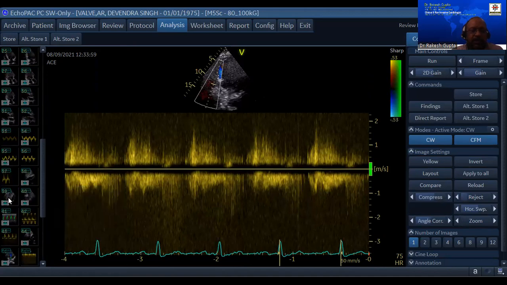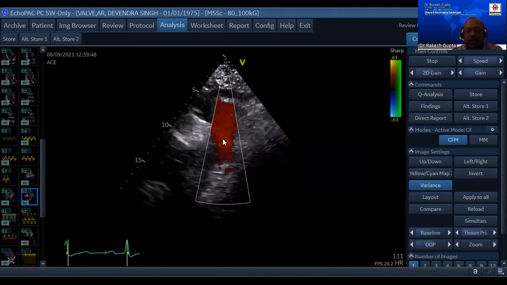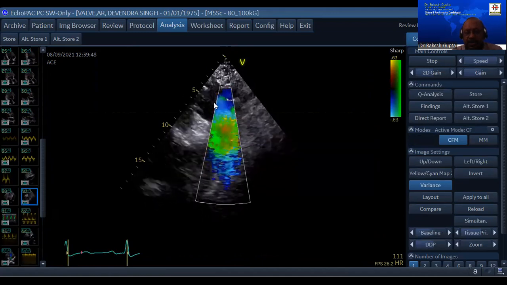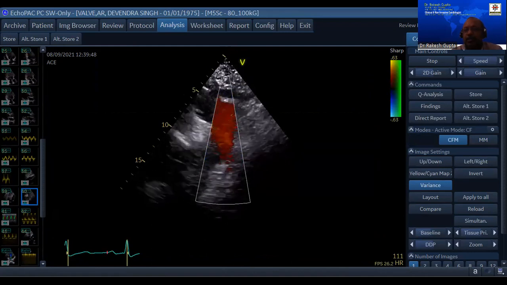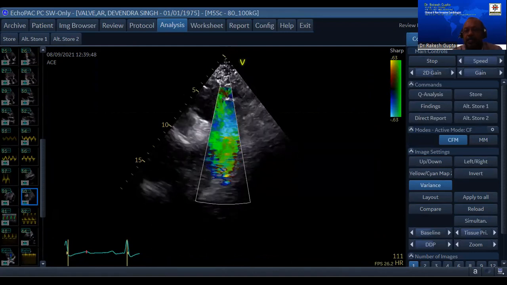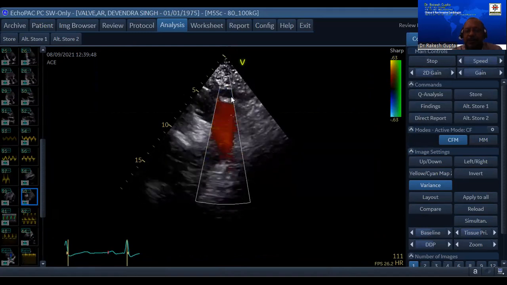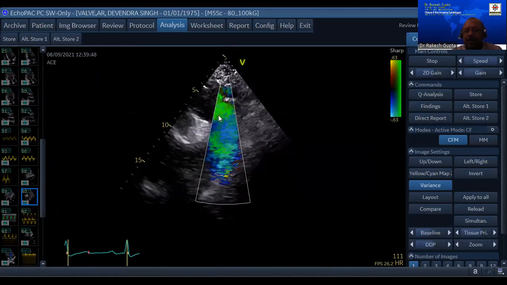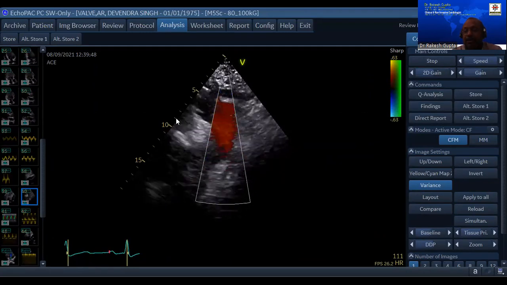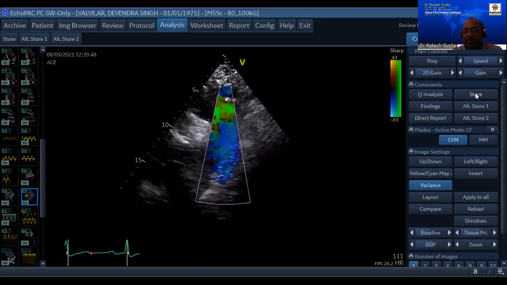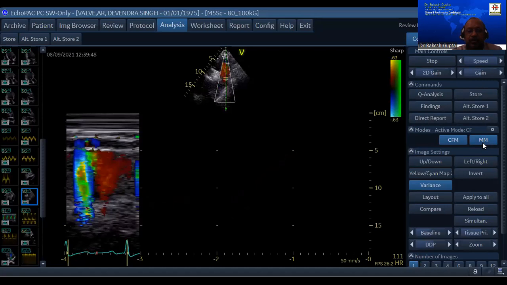Then the last point is to look for holodiastolic reversal of flow in the descending aorta. Now this is an arch. This is ascending aorta. Here is the descending aorta. So you can put a cursor. First of all, we see a lot of red color going back into the arch and ascending aorta. Reversal of flow is seen out there. So what we do, we just put a cursor, M mode.